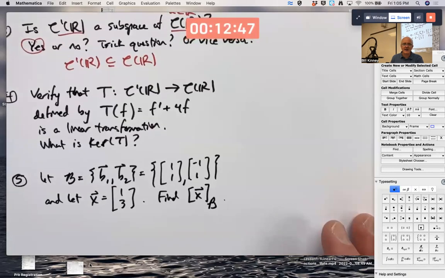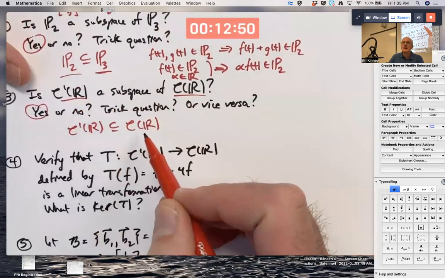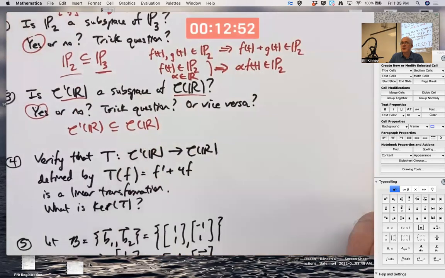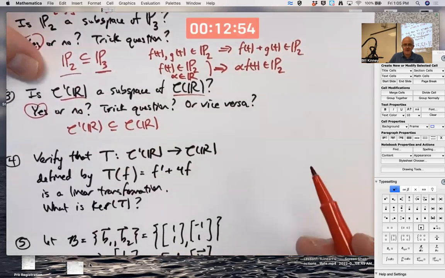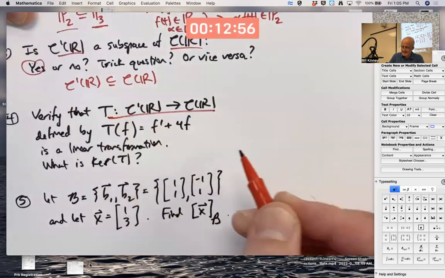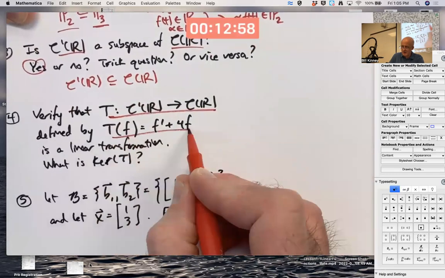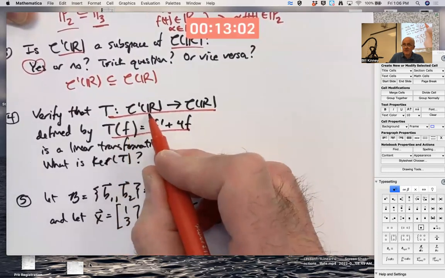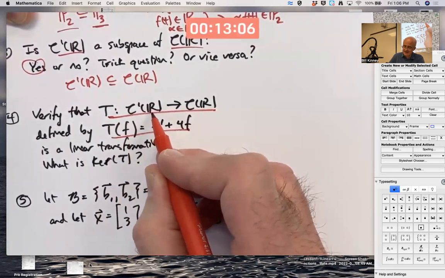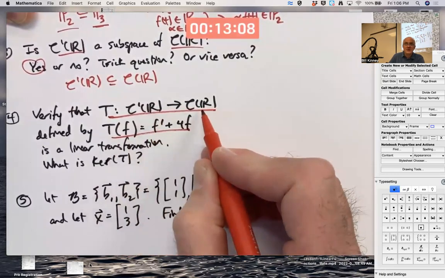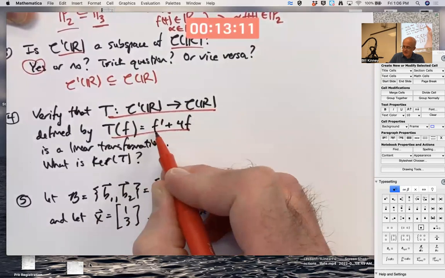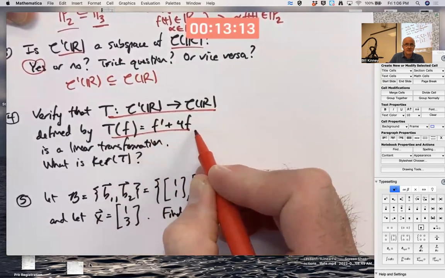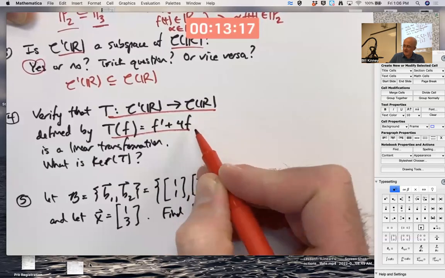If these are vector spaces, then we can define linear transformations between them. In this case, capital T is defined by this formula. Give me a function little f that is in here, continuously differentiable on the entire real number line, and map it to a function in here by taking its derivative and adding 4 times the function. This came up on the last exam.